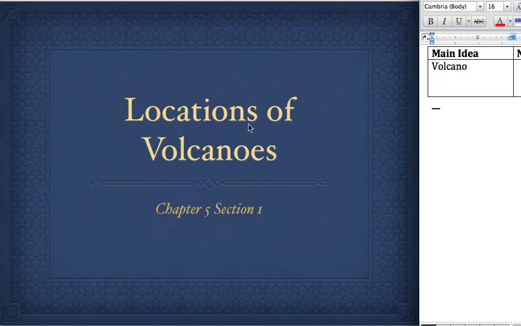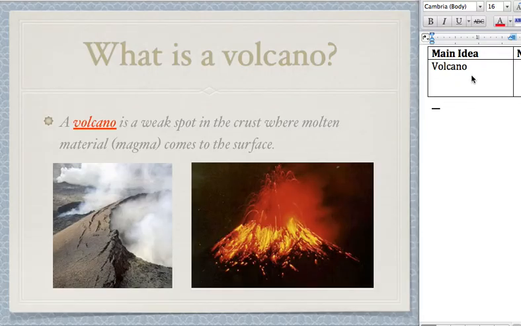And locations of volcanoes. This is going to be the first video in our volcanoes unit. We'll start by defining what a volcano is, looking at the molten material that comes out of them, and then seeing where they are in the world. So let's start by defining a volcano.